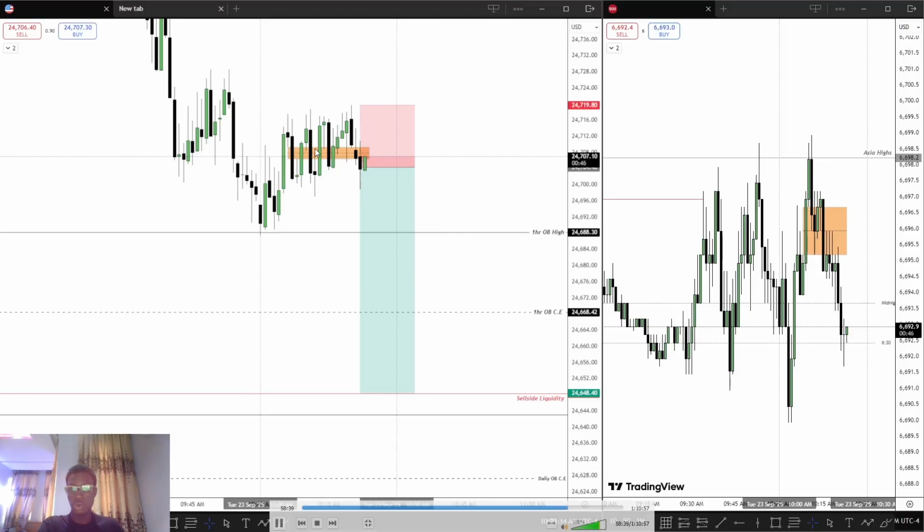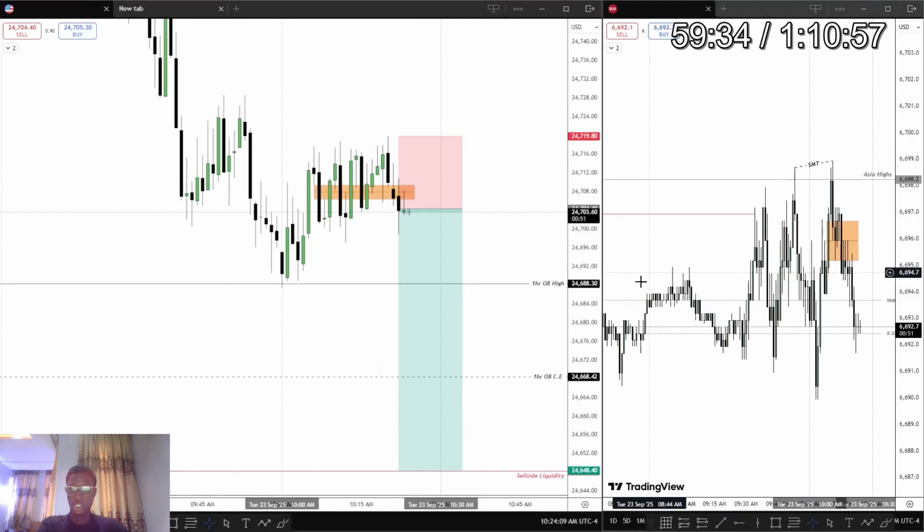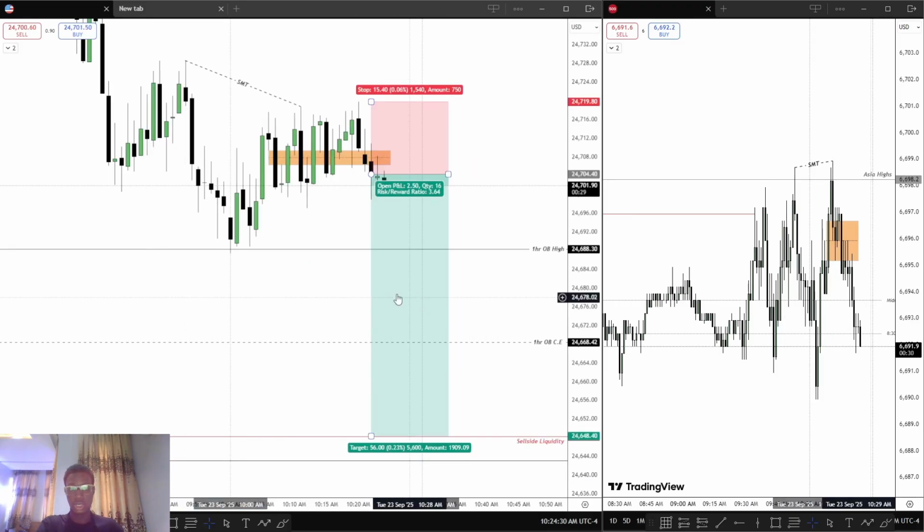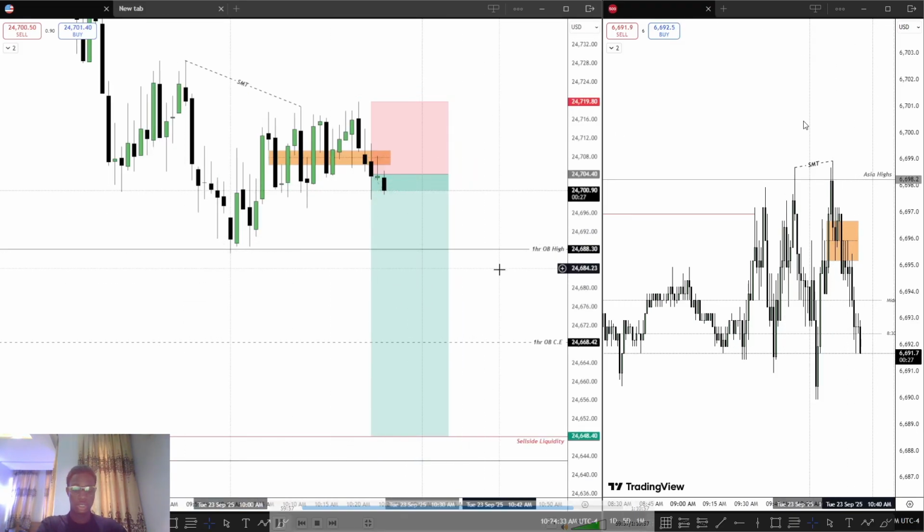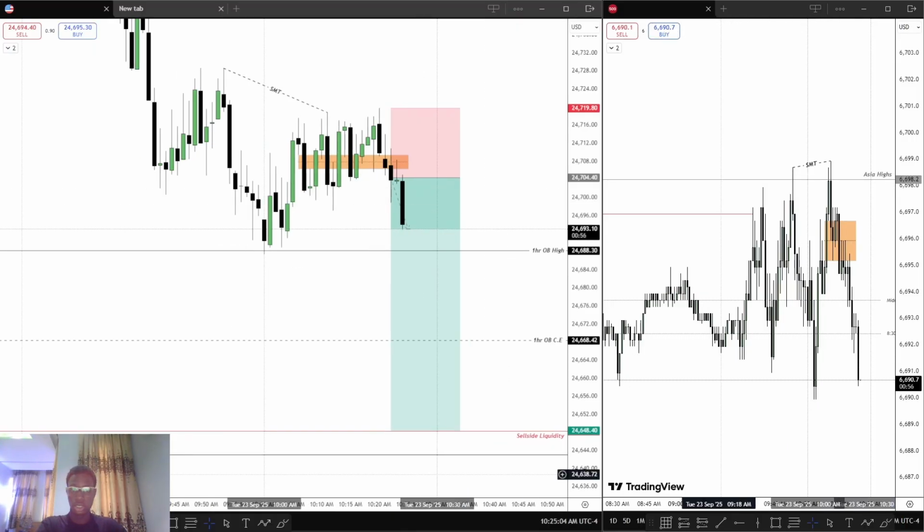Now I was really wishing this inverse could act as resistance to push price lower, which price actually did, because as you can see here, we had the SMT. The price was pushing lower, really pushing lower.